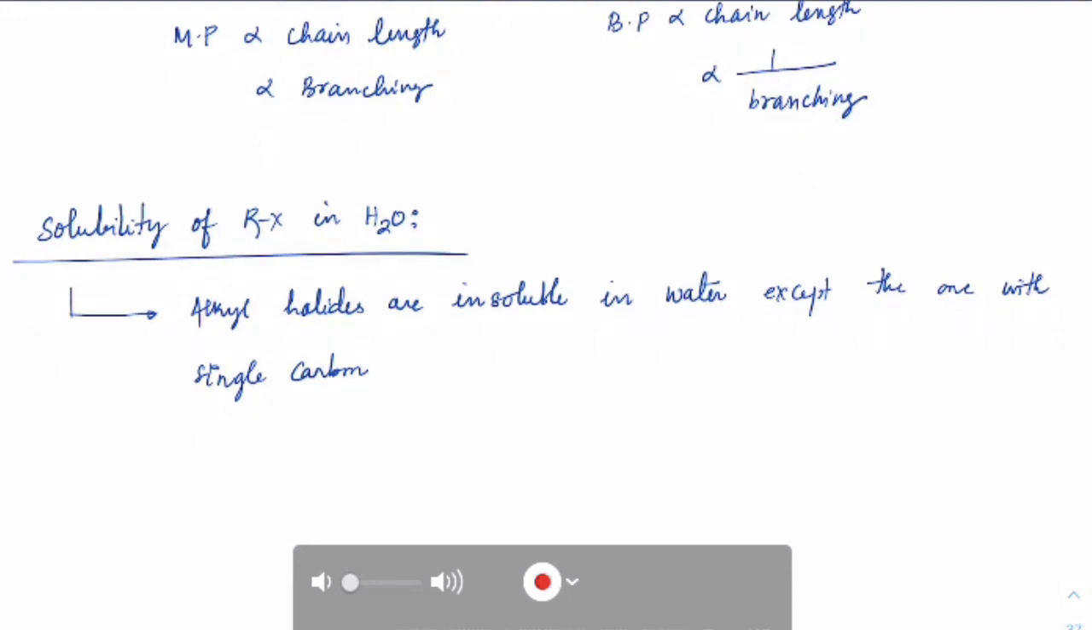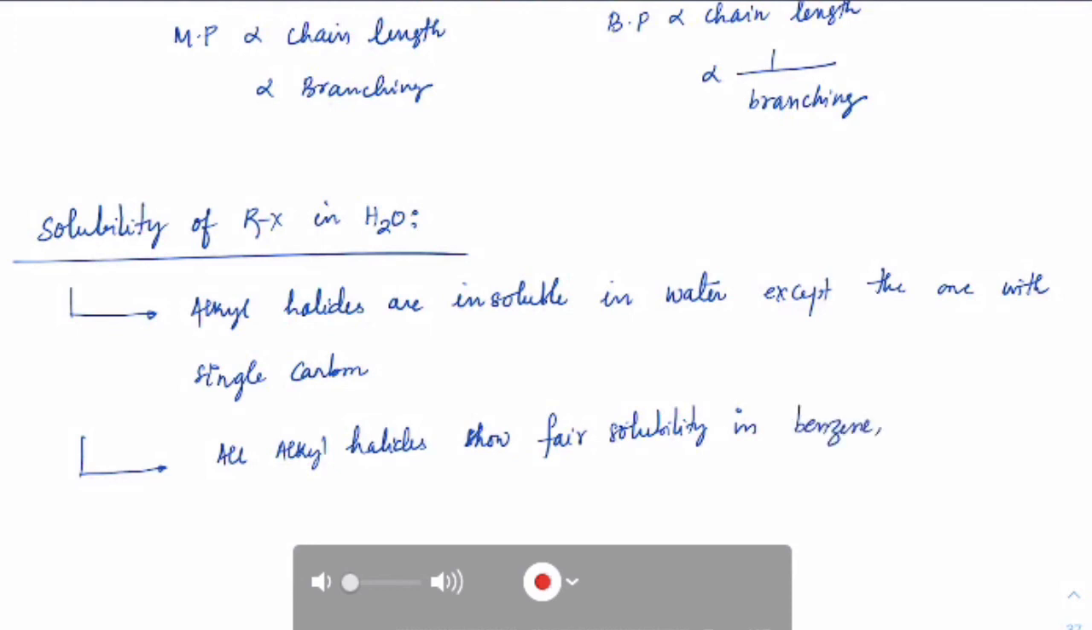But all alkyl halides show fair solubility in non-polar solvents like benzene, CCl4, CS2, etc.